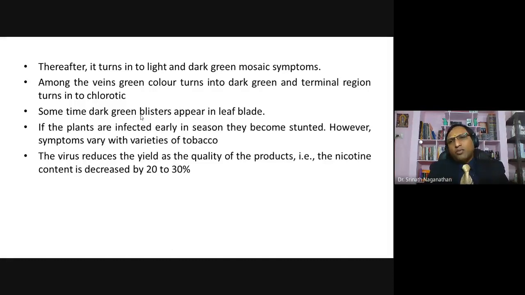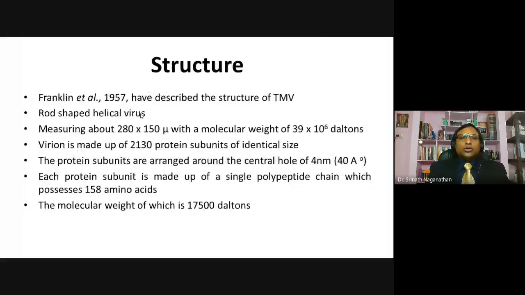So the farmers face lots and lots of problems because of this Tobacco Mosaic Virus. The symptoms vary from one tobacco plant to another, and the virus reduces the yield as well as the quality of the products; the nicotine content is decreased by 20 to 30%. Structure-wise, it was given by Franklin et al. in 1957, who described the structure of the Tobacco Mosaic Virus.